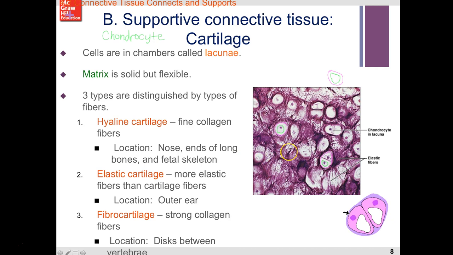The big difference that we find in this type of cartilage is that we have all of these purple fibers extending out, and these purple fibers are the elastic fibers, and that gives us a little bit more flexibility, a little bit more elasticity to this type of cartilage. The main place we will find it is our outer ear, or what's known as the pinna of the external ear.